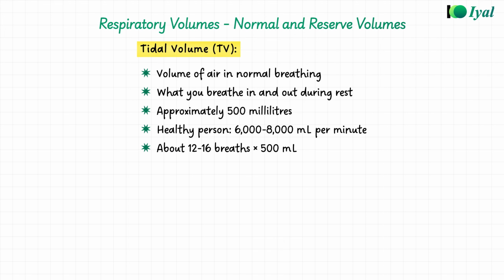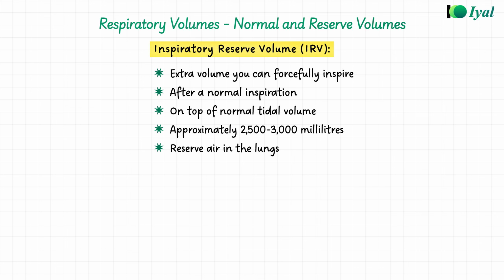First is tidal volume. Tidal volume is simply the volume of air you inspire or expire during one normal quiet breathing cycle. Not forced breathing, just normal relaxed breathing. For a healthy person, this is approximately 500 milliliters. Now if you breathe 12 to 16 times per minute and each breath is 500 milliliters, you can calculate that is about 6,000 to 8,000 milliliters of air per minute. Significant volume, no?